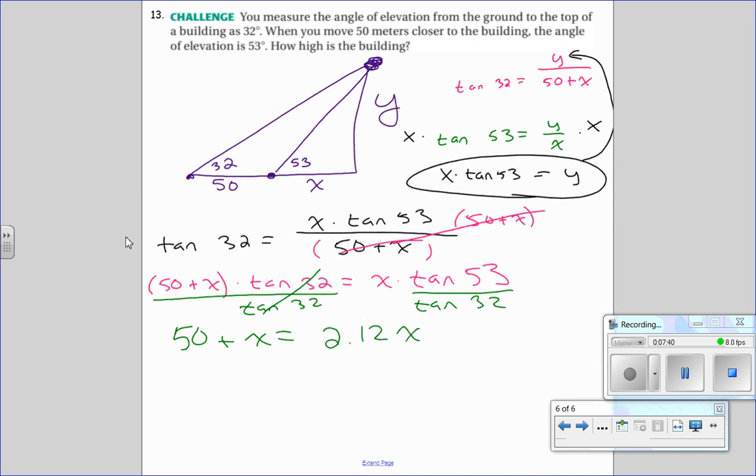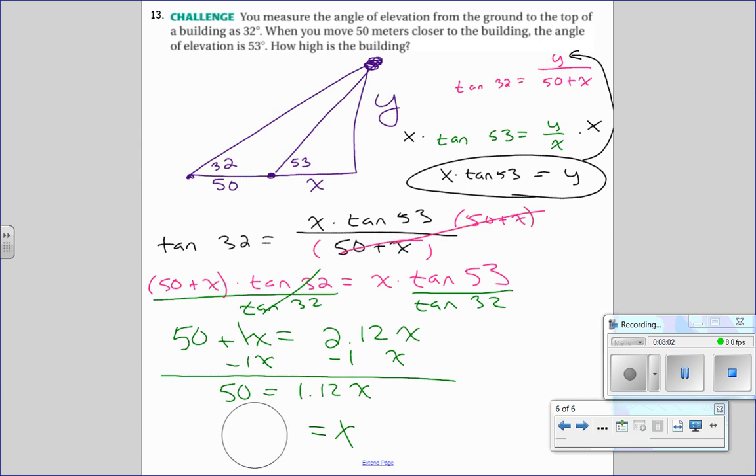So you won't believe how easy it is from here. I just subtracted this x over, because it's a 1x, right? So just move your 1x over, which gives you 1.12x, and then divide both sides by 1.12. 50 divided by 1.12. It was that easy. So x is 44.64. I want it to look nice. 44 point, I'll just go 44.6.